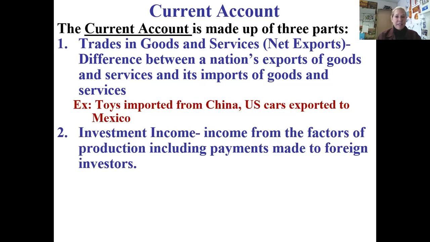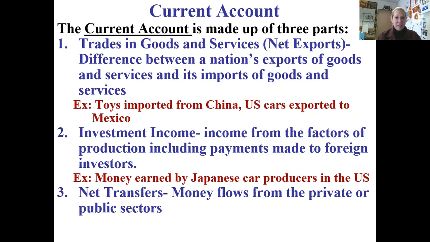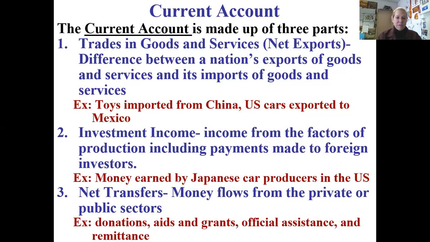Two, investment income. That's income from the factors of production, including payments made to foreign investors. For example, money earned by the Japanese car producers in the United States. And three, net transfers. Those are money flows from the private or public sectors. For example, donations, aids and grants, official assistance, and remittance.